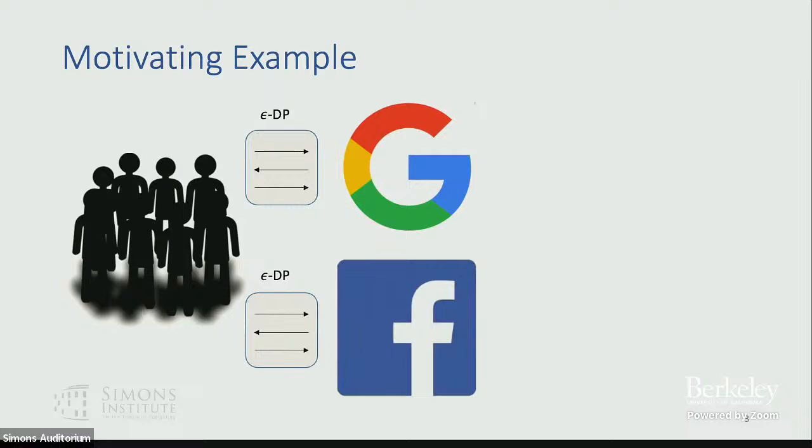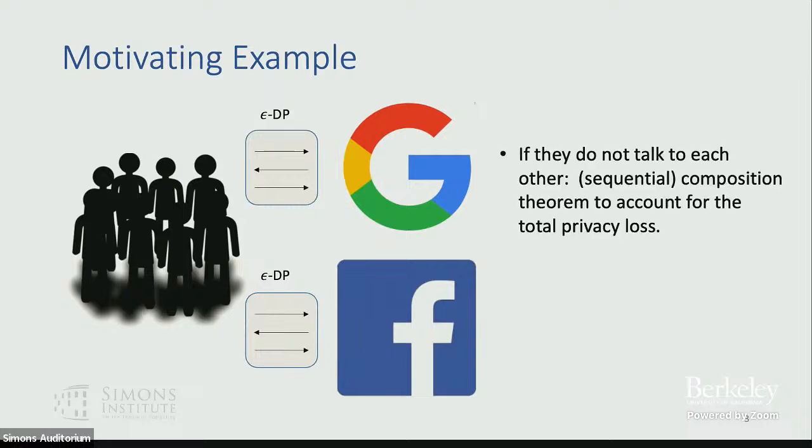You may think, oh, it's just going to be 2 epsilon, because we can use composition theorems to reason about that. But to have this conclusion, we actually make an assumption that Google and Facebook cannot talk to each other. In this way, the queries issued by Google and Facebook are independent of each other, so the privacy losses are independent, and then we can use the sequential composition theorems.